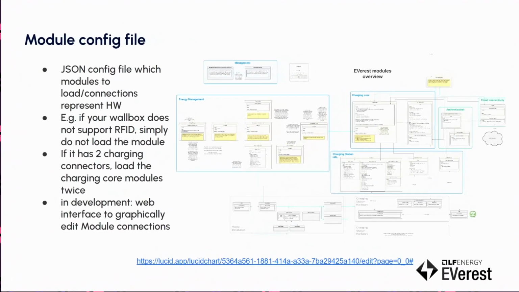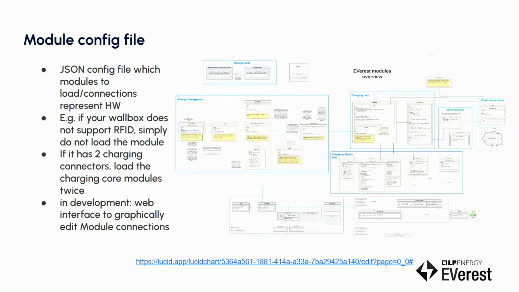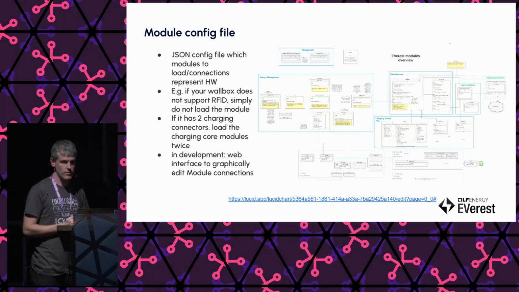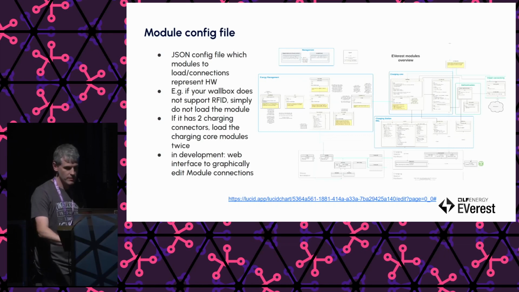One central thing is the configuration file in EVerest. It's basically a JSON file where you describe which modules to load, and it represents the hardware. The image is not meant to be readable. It's just showing what modules are typically there. So if you build a wall box, for example, with two outlets to charge two cars, you just load the charging modules twice, and then maybe you want cloud connectivity to a backend, so you load the OCPP module, and maybe you have some energy management, so you load some energy management modules, and then you configure your product. And this is super simple.